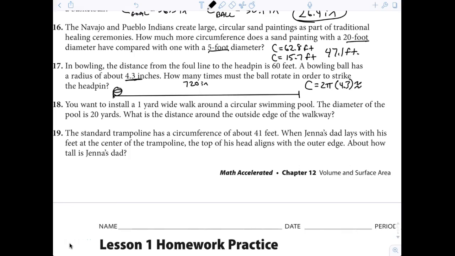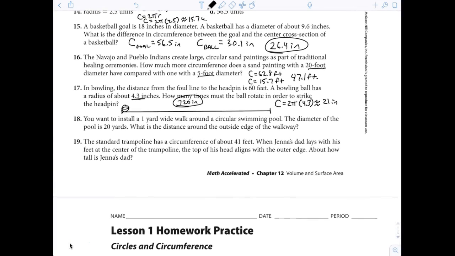And you tell me what that is? About 21 inches. Do you agree with that? So if the ball rolls one time, it'll travel 21 inches. Now it's got to go 720 inches. So how many times will it roll? What do I do to find that? Thank you very much. So I need everybody to write down 720 divided by 21, which is approximately 34.2 times.